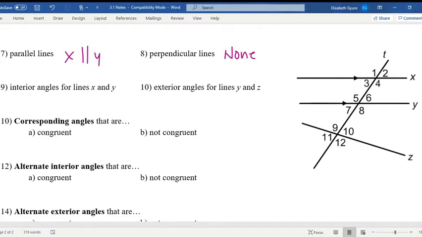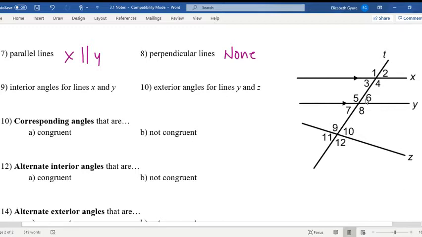Part 9 says interior angles for lines X and Y. This is just a list. I want you guys to look at lines X and Y and determine which angles would be on the interior of X and Y. 3 and 6, what else?